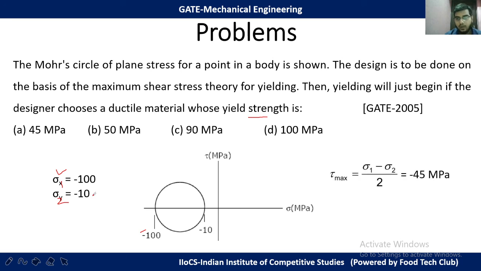So the tau max formula we have seen earlier is sigma 1 minus sigma 2 divided by 2, where these two are the major and minor principal stresses. It will be equal to 45 megapascal. For a ductile material, we consider the yield strength equal to 2 into the maximum shear stress. So the yield strength will be 90 megapascal compressive stress.